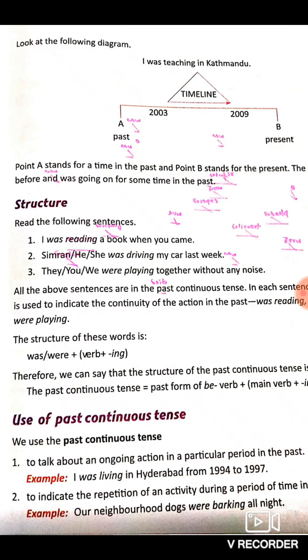Simran, she was driving my car last week. So Simran was driving my car last week, or he was driving, or she was driving. So subject plus past form of the be verb was plus verb plus ing, driving, then the complement or the object, whatever. So this is the structure that we use for a verb used in the past continuous form, was or were plus verb plus ing.